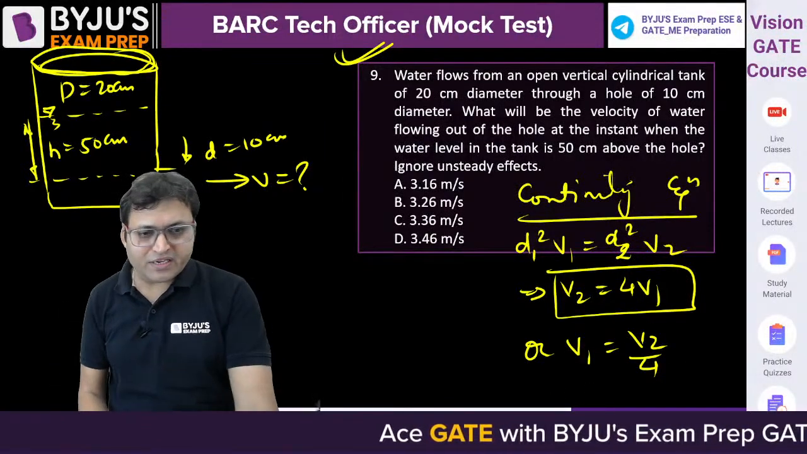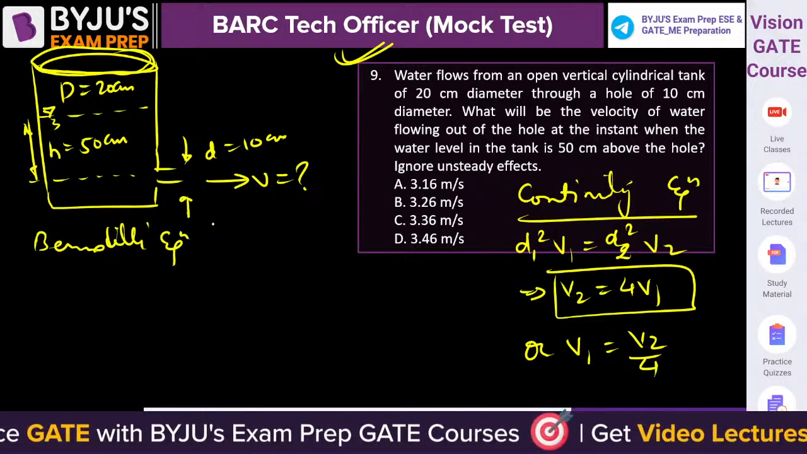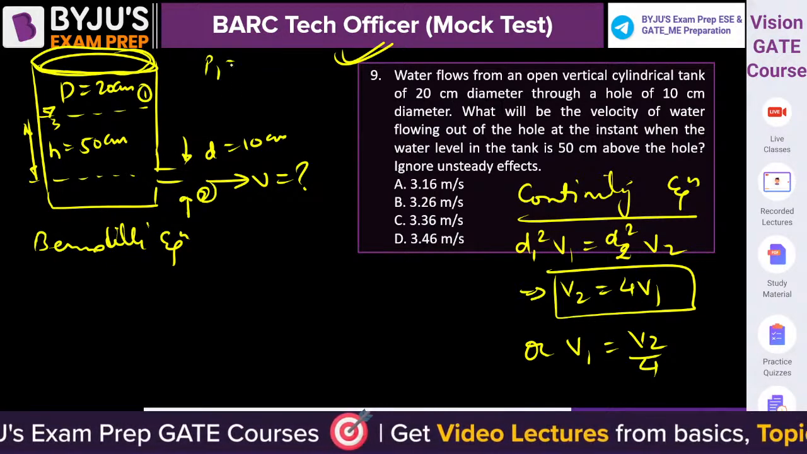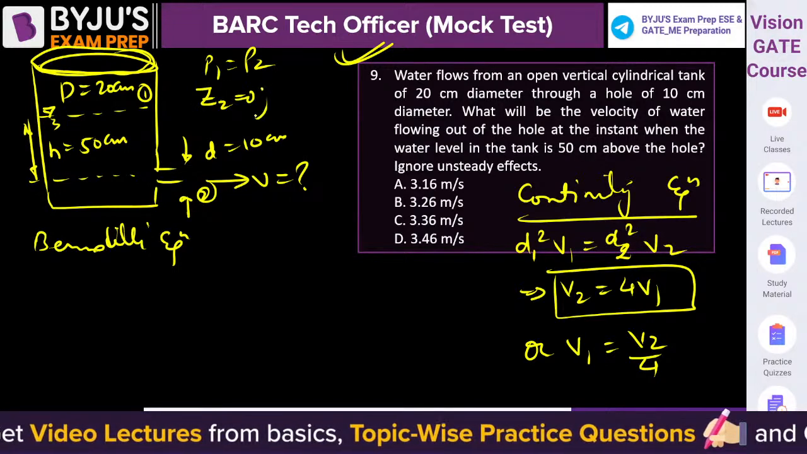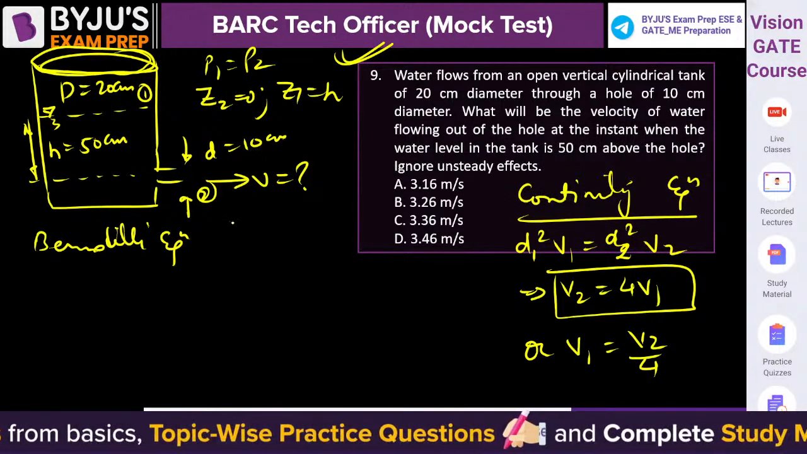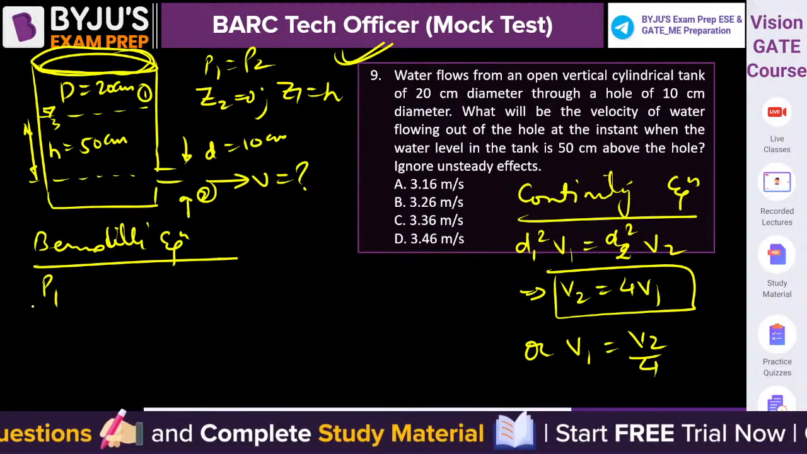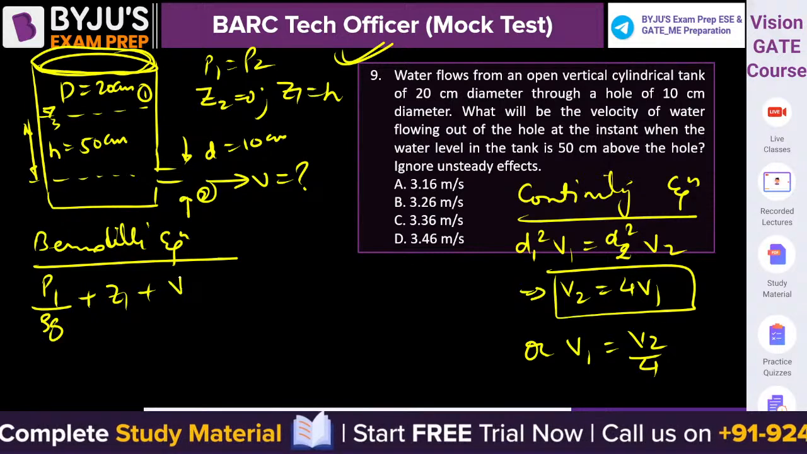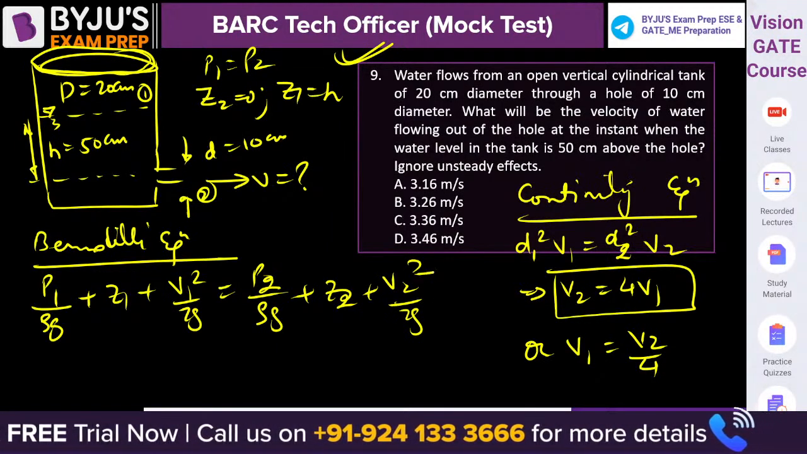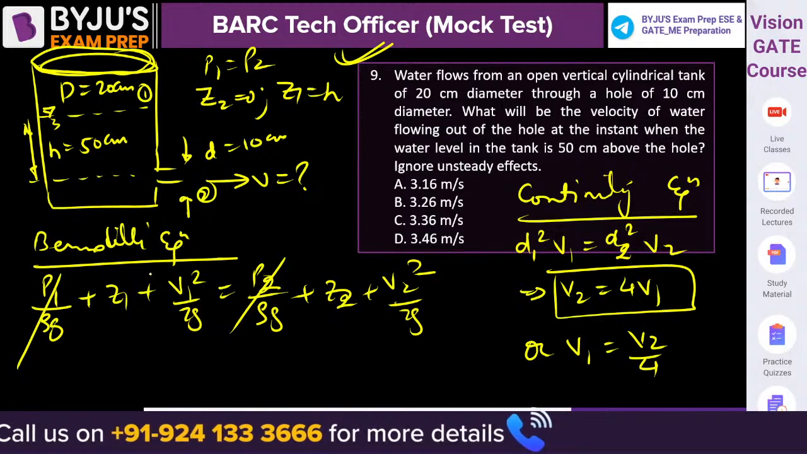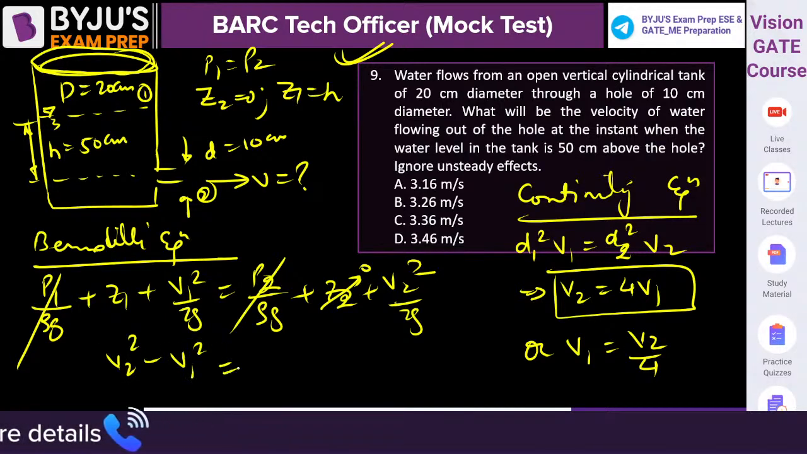Now if we apply the Bernoulli equation between 1 and 2, P1 is equal to P2, and Z2 is equal to 0, Z1 is equal to H. So P1 by rho g plus Z1 plus V1 square by 2g is equal to P2 by rho g plus Z2 plus V2 square by 2g, right? P1 and P2 are equal, Z2 is equal to 0, Z1 is equal to H. So we can say V2 square minus V1 square is equal to 2gh.